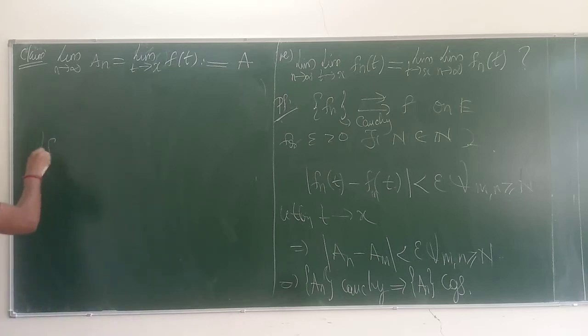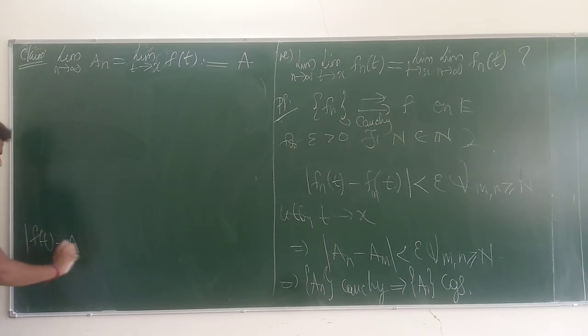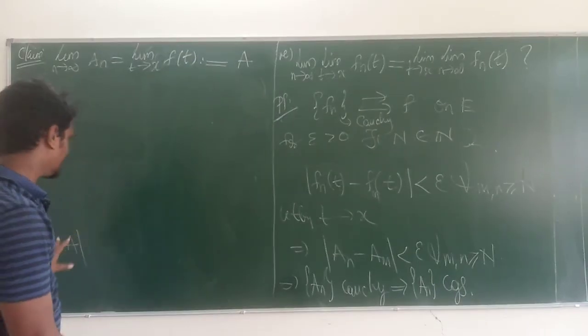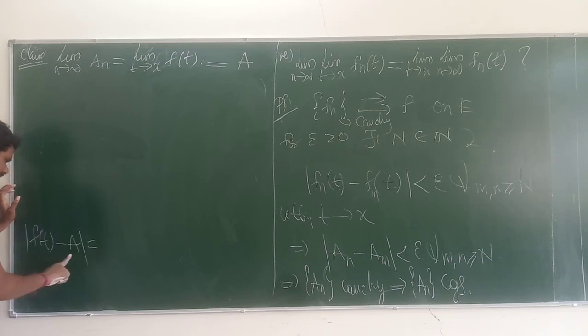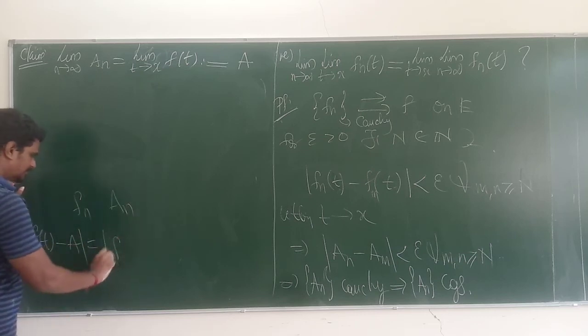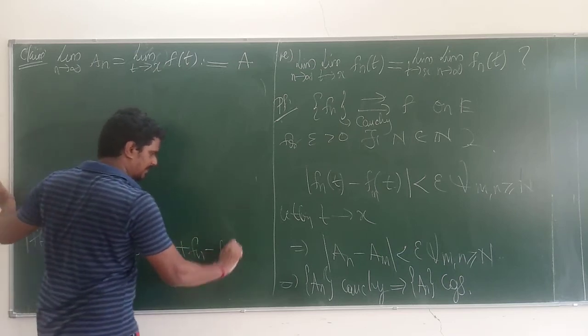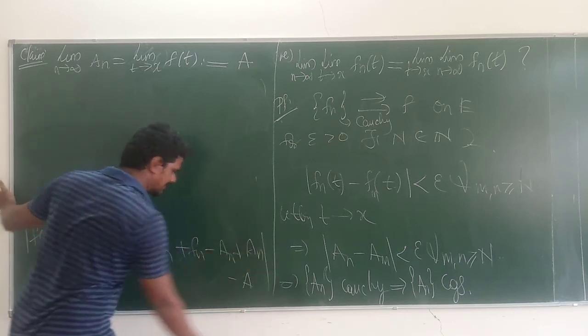So that means what? Mod f(t) minus a is less than epsilon. Okay. So we will try to prove that. Further consider this and see what are the things we need. We have to prove that mod f(t) minus a is less than epsilon. For this, we have to use the given conditions. So mod f(t) minus a. So we have the sequence fn and sequence an also. So use that. Mod f(t) minus fn(t) plus fn(t) minus an plus an minus a, all these things we can have.